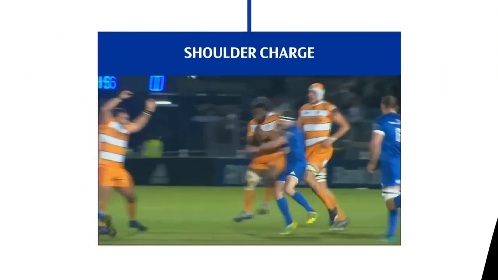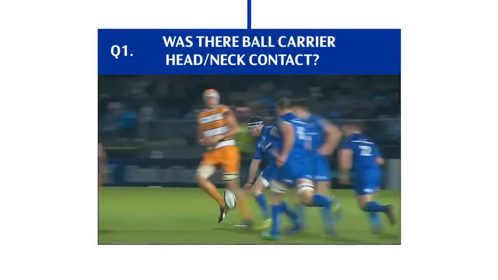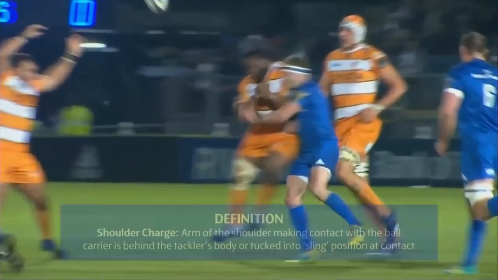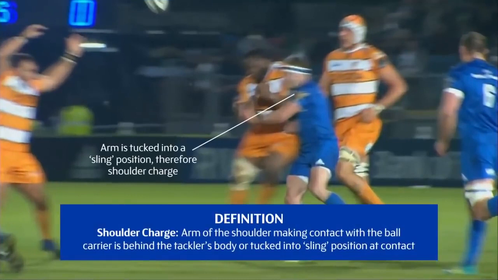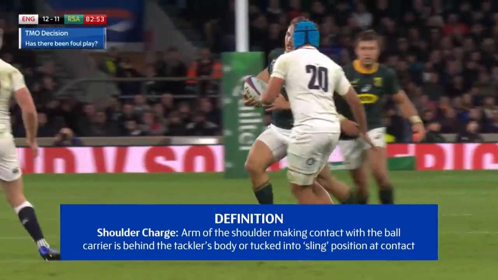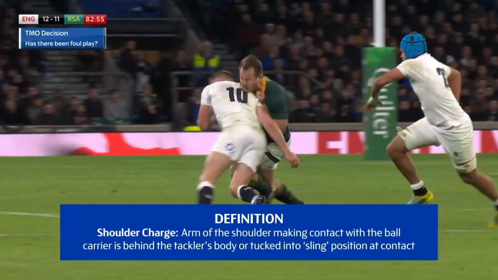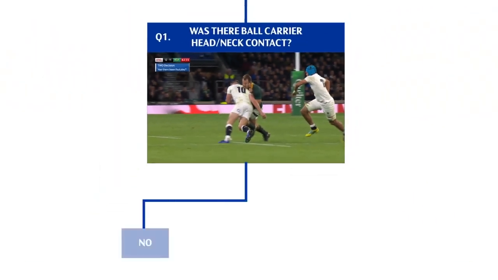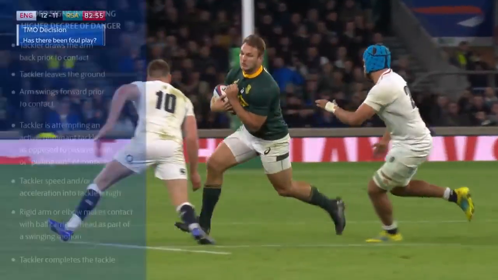First, let's look at the example of a shoulder charge. If dealing with a shoulder charge, the first question the match officials must ask is whether there is any contact between the tackler's shoulder and the head or neck of the tackled player. In this example, there is clear head contact, recognized as per the definition for head contact. Here is an example of a shoulder charge where there is no contact to the head or neck of the ball carrier.